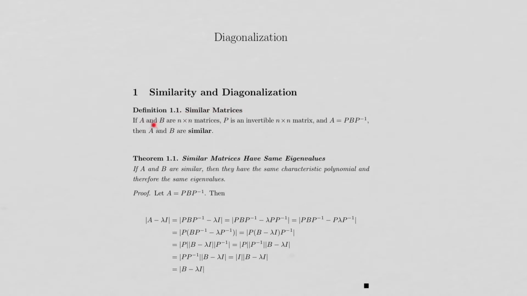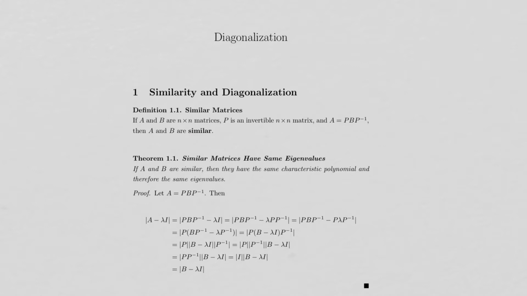We'll say if A and B are square n by n matrices, and if P is an invertible n by n matrix, and if A can be factored as P times B times P inverse, then A and B are similar. This is a specific use of the word similar.